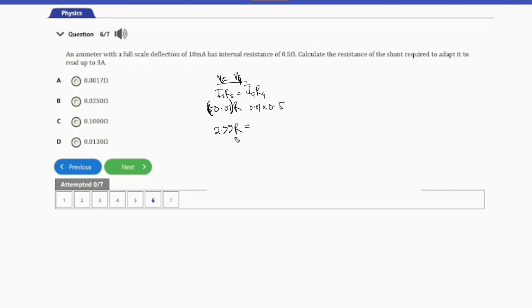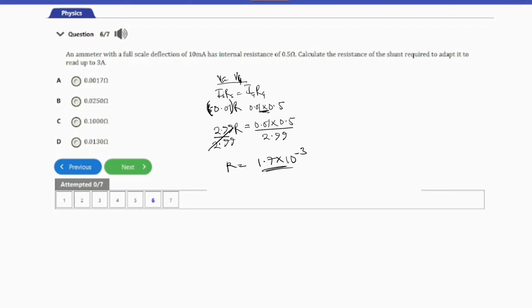So in that case, we have the current here, but we don't have the resistance. So IR for the galvanometer or ammeter is given, and it should also be equal to IR for the shunt. So in that case, the R for the shunt will now be IR for the galvanometer over the I for the shunt, which is 2.99. So that will give us 0.01 times 0.5 all over 2.99. So let's calculate this together. So guys, that's 1.7 times 10 to the power of negative 3, and that's here 0.0017. So that's option A here, guys.